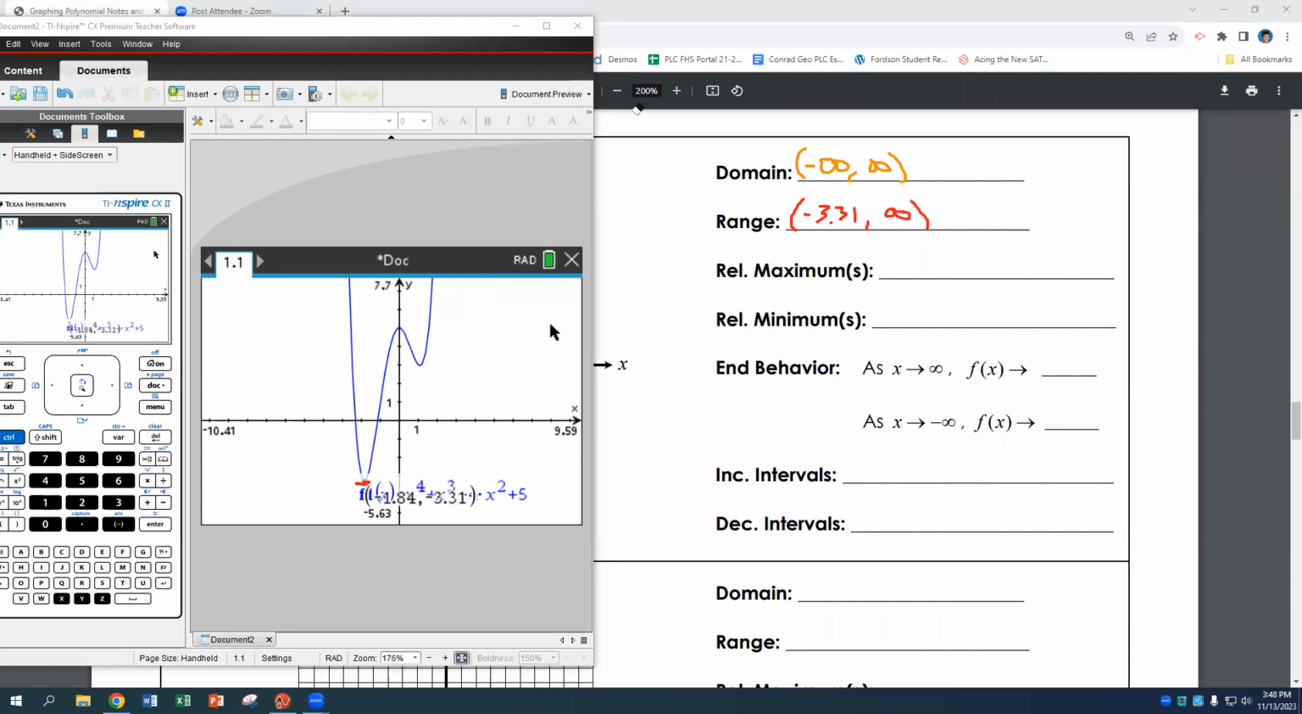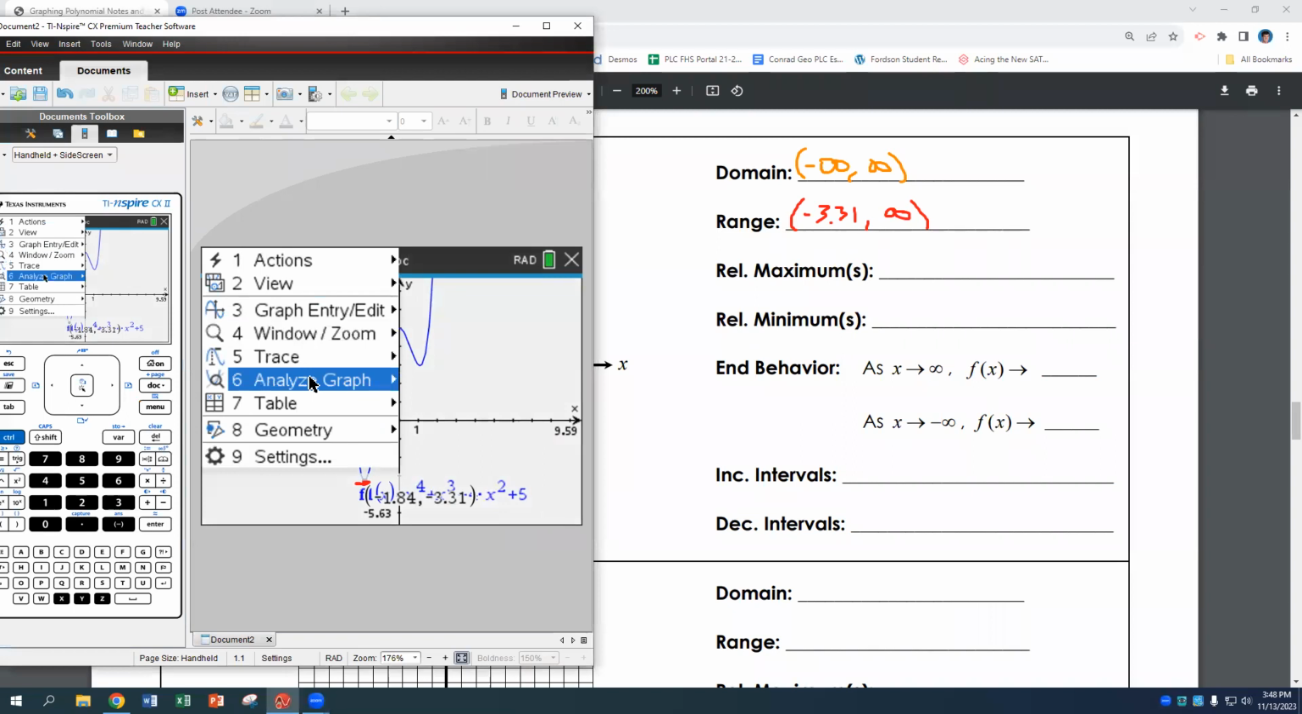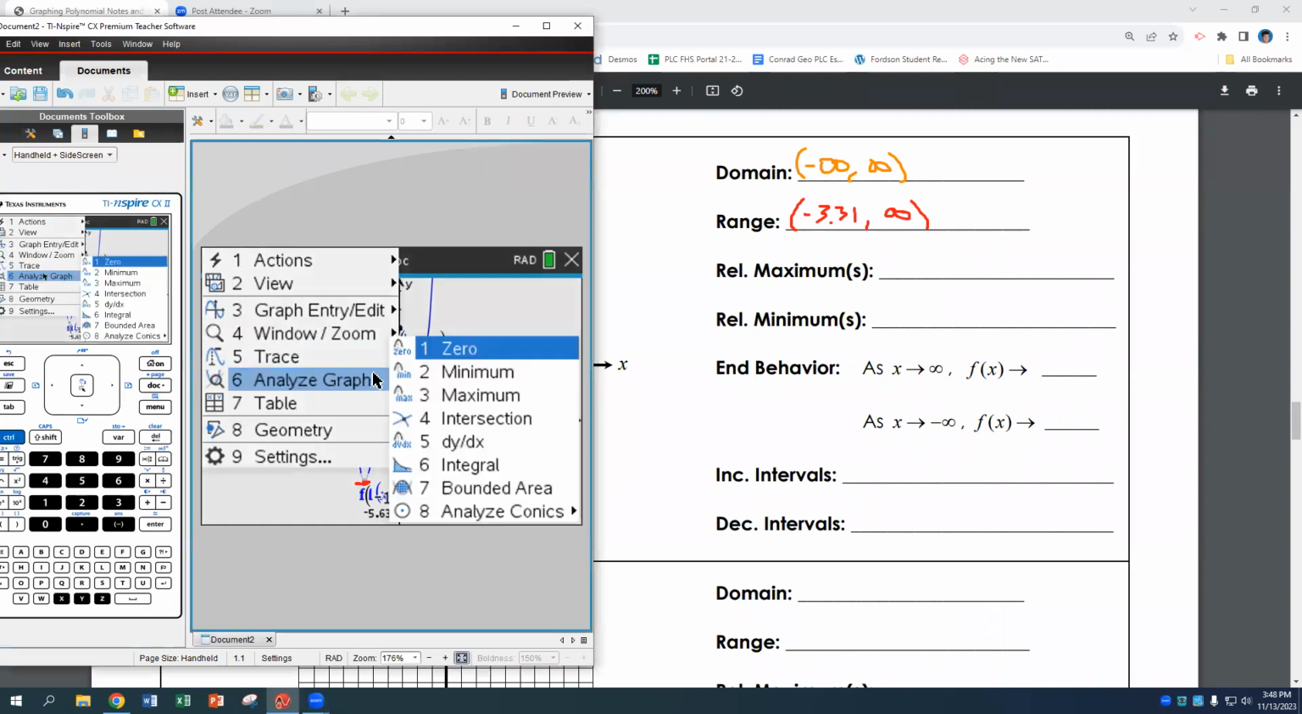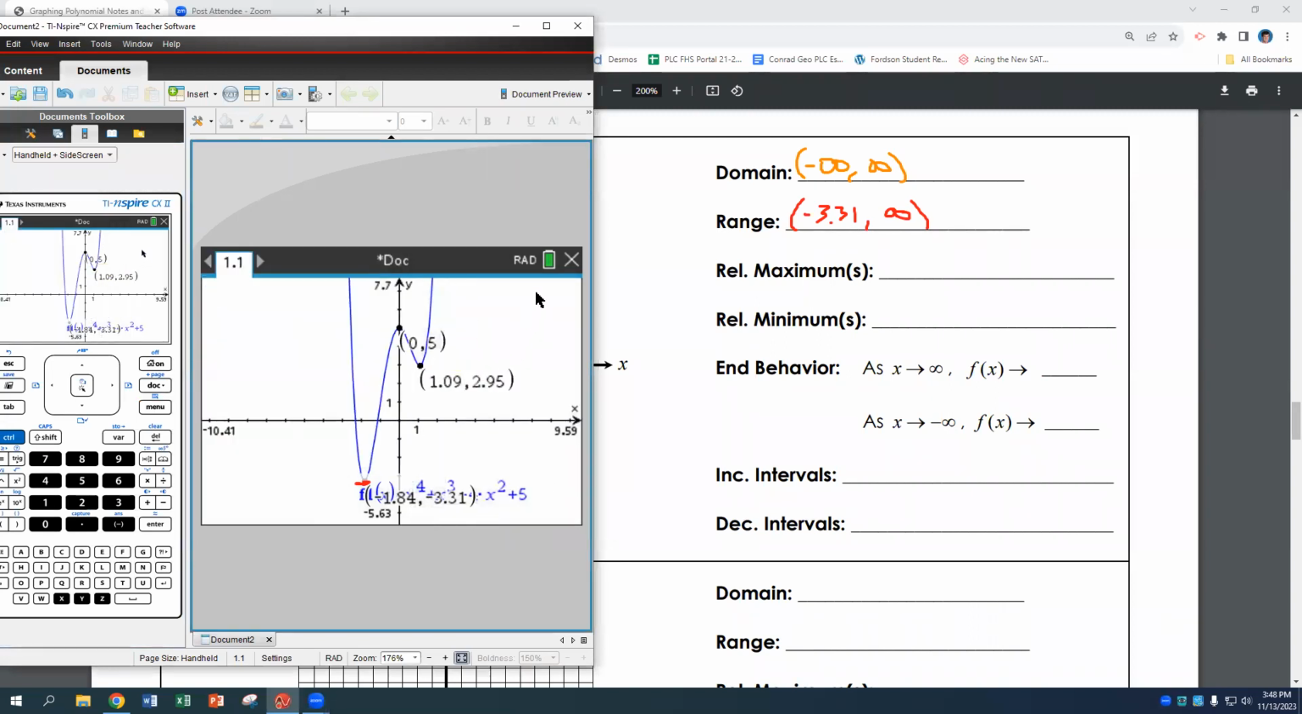Relative minimums, relative maximums. I have a minimum there, but I have some more that I need to find. So menu, analyze graph. I have a maximum right here at 0.5. Menu, analyze graph, minimum, right, 1.09. So my relative maximum is going to be 0.5. My relative minimums are going to be negative 1.84, comma negative 3.31, and then 1.09, comma 2.95.